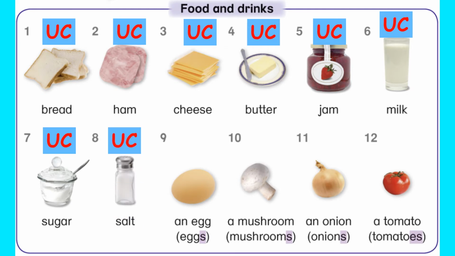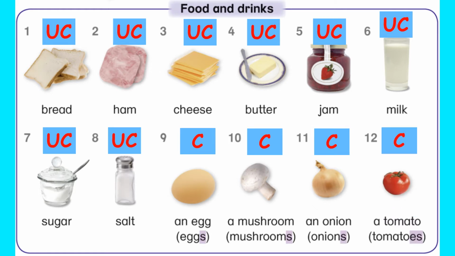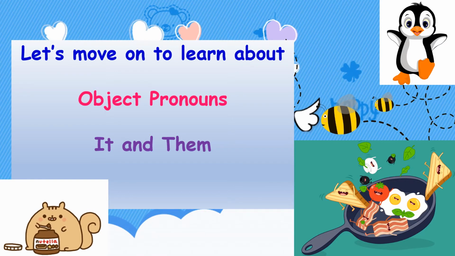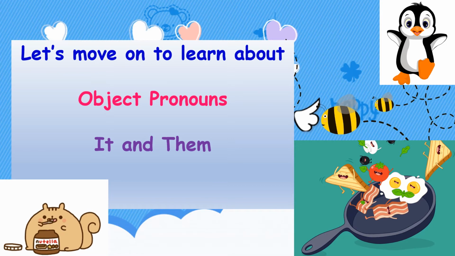Fantastic, it's uncountable. How about number 9? Egg. Yes, it's countable. Number 10. Mushroom. Correct, it's countable. Number 11. Onion. Yes, good, it's countable. Number 12. Tomato. Yes, you're right, it's countable. Well done. I'm sure all of you know about countable nouns and uncountable nouns already.